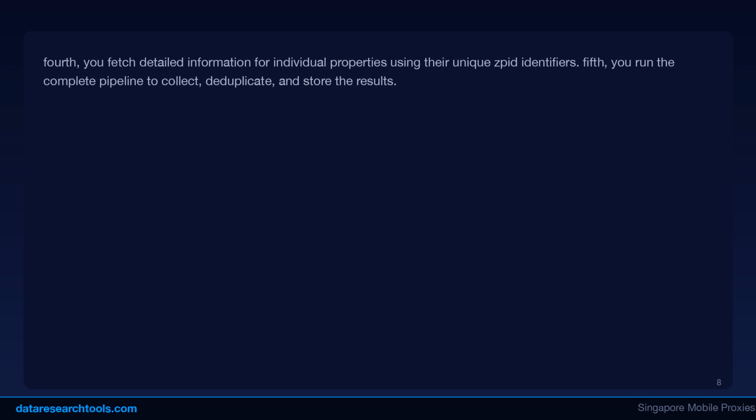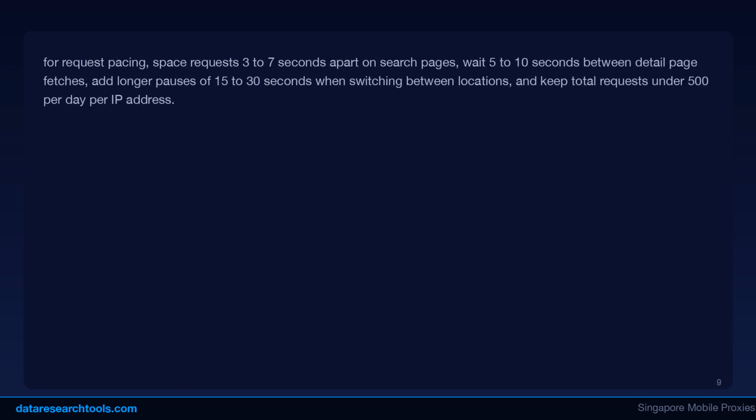For request pacing, space requests 3 to 7 seconds apart on search pages, wait 5 to 10 seconds between detail page fetches, add longer pauses of 15 to 30 seconds when switching between locations, and keep total requests under 500 per day per IP address.